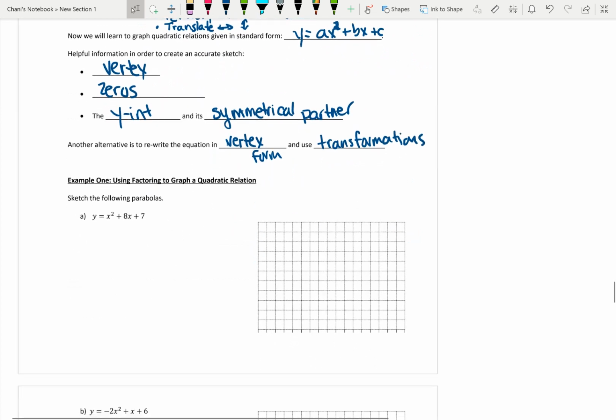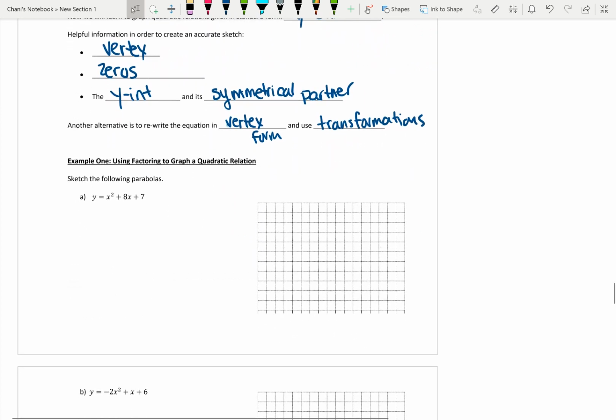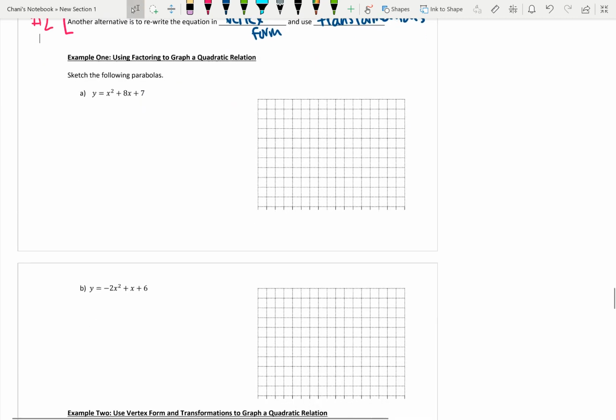Today we're going to learn how to graph if we are given an equation in standard form. So one way is to basically put it into factored form and find all the information. Okay, so this is method number 1, which is essentially just put it into factored form and do all the stuff we did before. And this is method number 2. So rewrite the equation in vertex form and use transformations. So let's see how to actually do this.